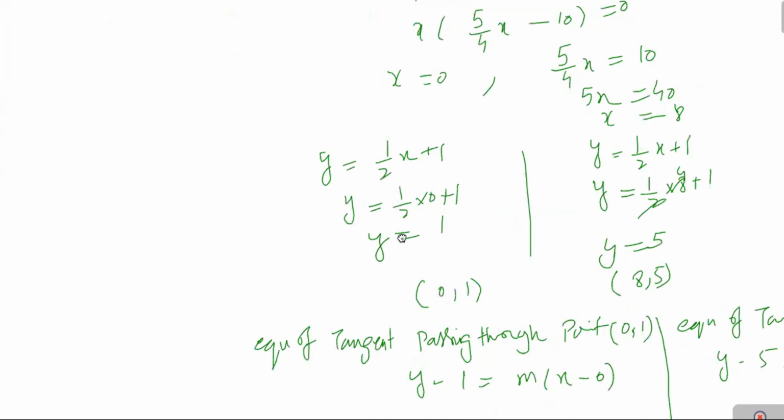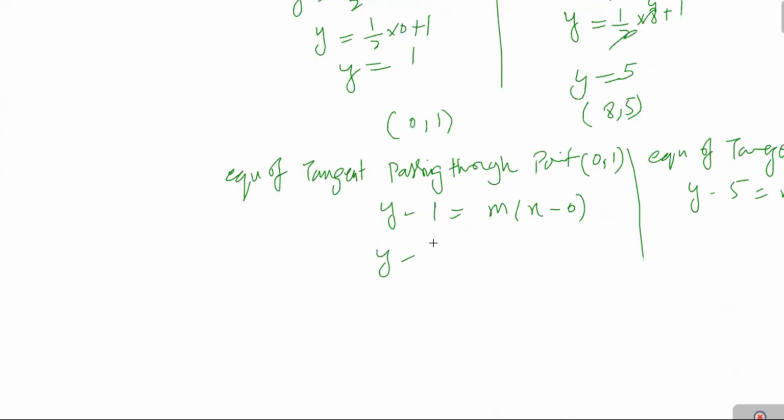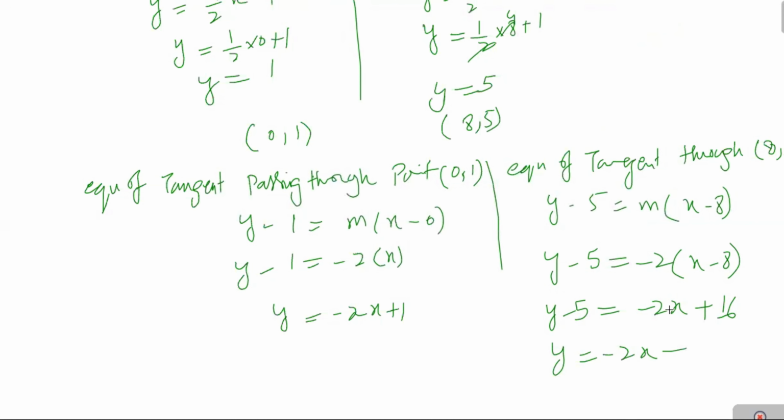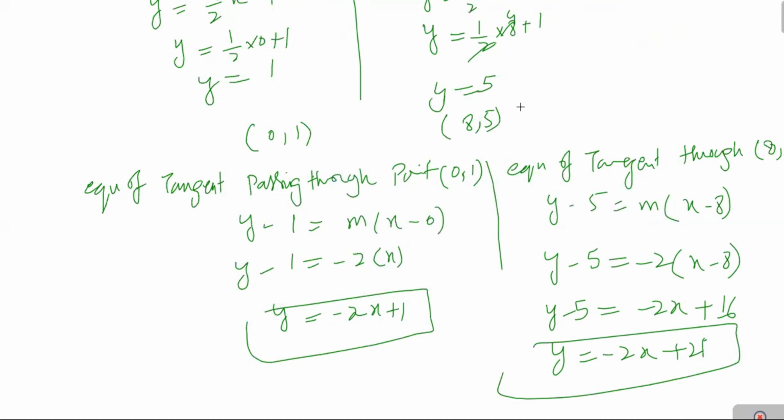We put the value minus 2 here, we get y minus 1 equal to minus 2x, that's y equal to minus 2x plus 1. And similarly y minus 5 equal to minus 2 into x minus 8, that's y minus 5 equal to minus 2x plus 16, and y equal to minus 2x plus 21, and these are the two equations of the tangent.